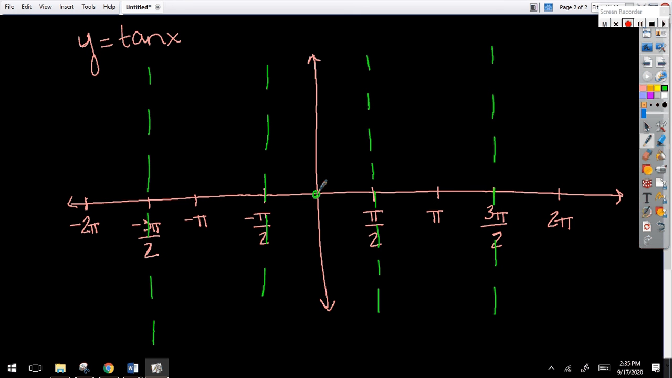And so when we do this graph, you'll see each cycle here looks almost like a cubic graph, right? And so on and so forth.